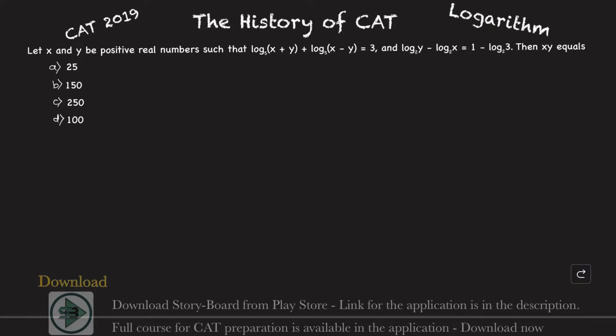Okay, then x into y equals, which means I'm supposed to find the value of x and the value of y, multiply both of them, and I get my answer. That's how the approach should be. So what do I know about logs? All that I know about logs are the formulas. So let's use the log formulas. So what is being given to me here?